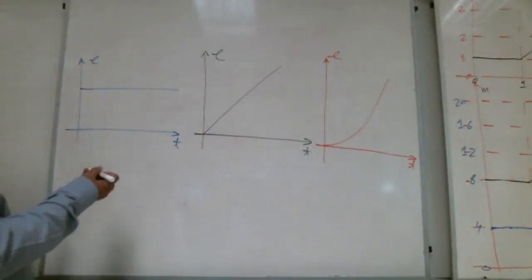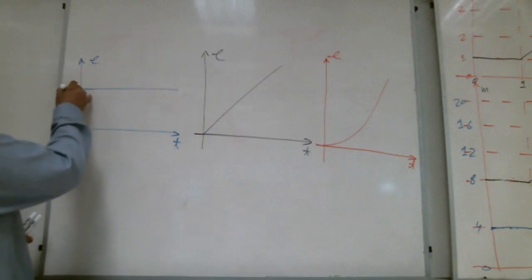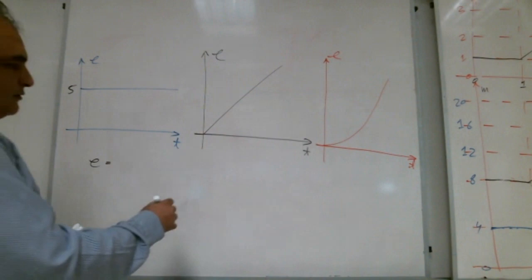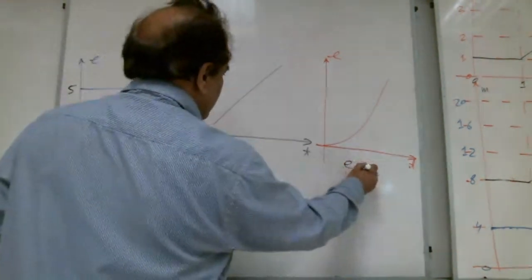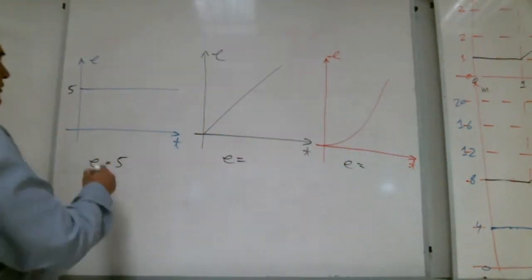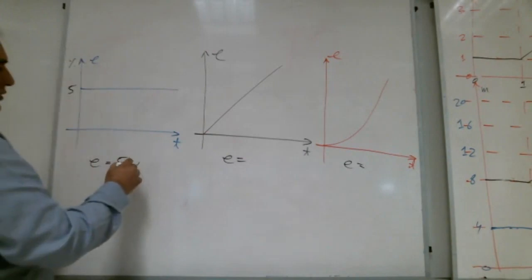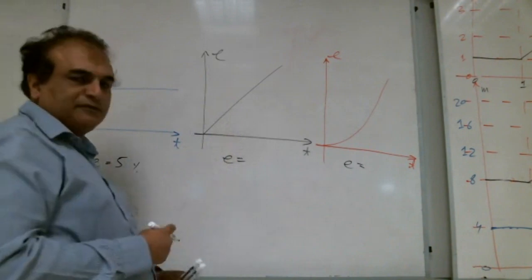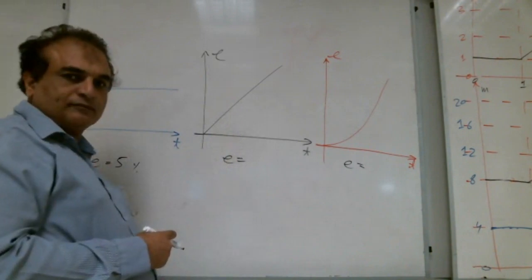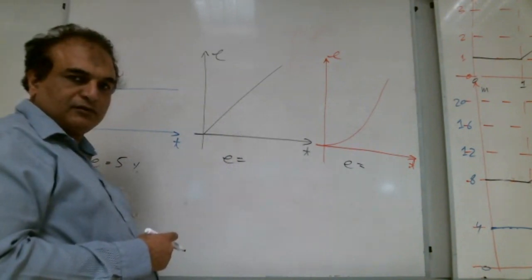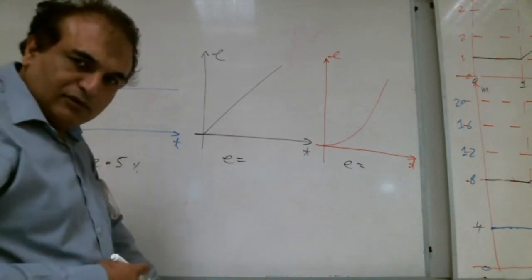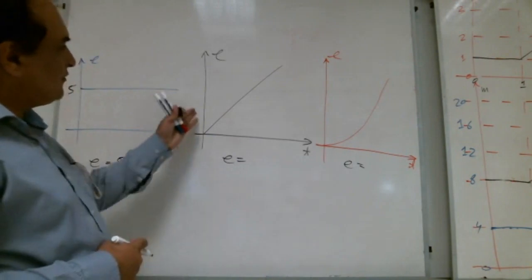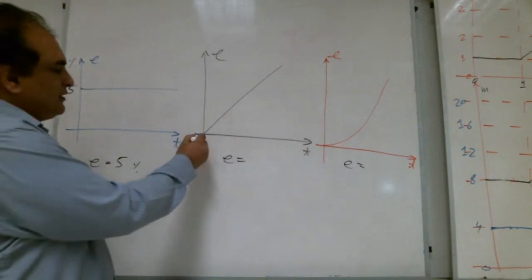What is the error here? If we say this is, for example, 5, what is the error here? 5, constant. You can say percent. What is the error here? Some brothers are writing 5t. Where is 5 here? There is no 5 here. It is starting from 0. This is 0, this is 0.